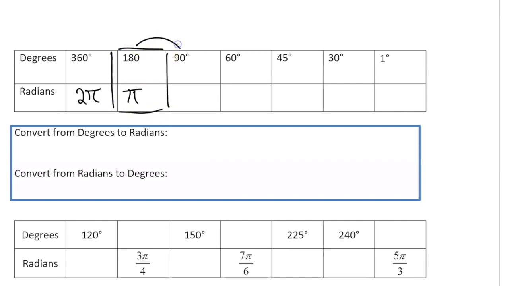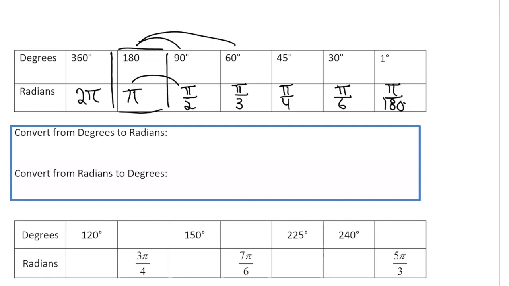So if we half 180, we get 90. And if we half pi, we get pi over 2. And if you keep comparing it to the 180, you could say, well, I know that 60 goes into 180 3 times. So this is going to be pi over 3. And 45 is going to be pi over 4. 30 is going to be pi over 6, which means 1 degree would be pi over 180.